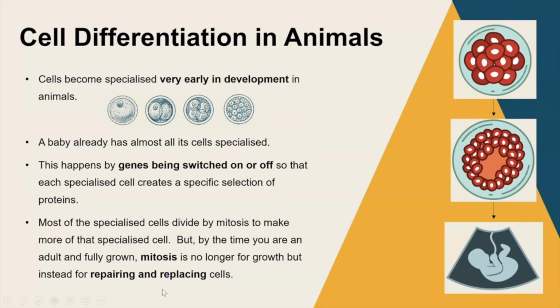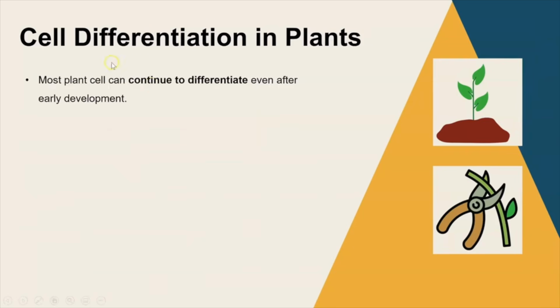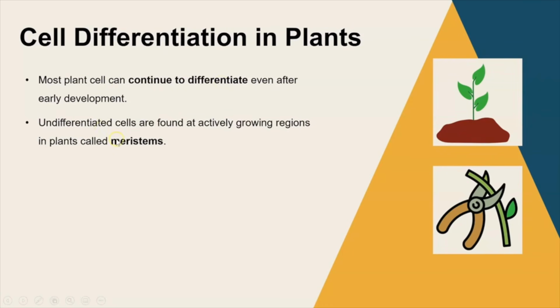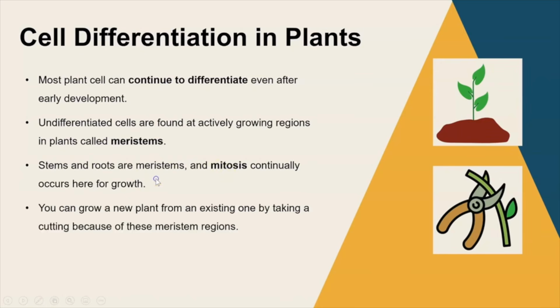Now, in contrast, in plants, cell differentiation happens at different times. Most plants can actually continue to differentiate even after early development. The undifferentiated cells, or the stem cells, are found at these actively growing regions, and we call those regions that are continuously growing meristems. The tips of the stem and the tips of the roots are meristems, and that means that there's constant mitosis happening at those regions for growth.